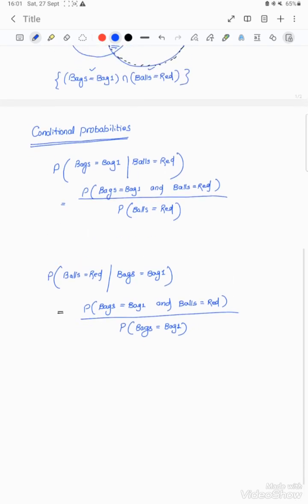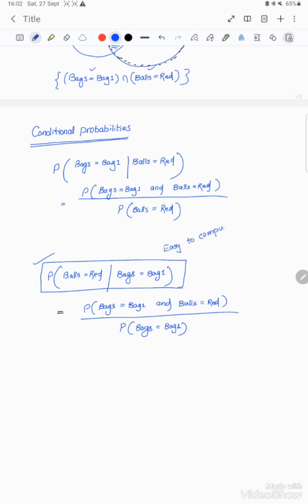So now let's look into these two situations. Let's look into the second situation first. What is the probability where balls equal to red given bags equal to bag 1? You are asked to get the probability of drawing a red ball given the bag is bag 1. It is quite feasible to compute. This particular thing is easy to compute.